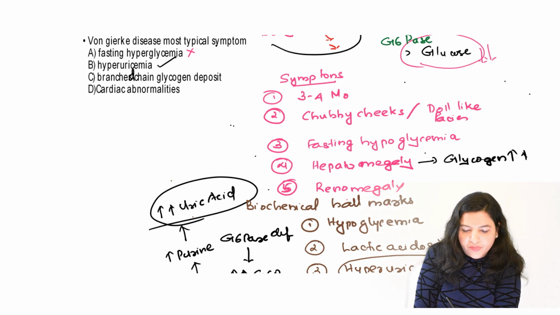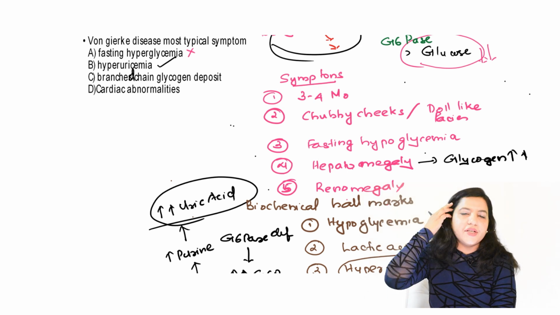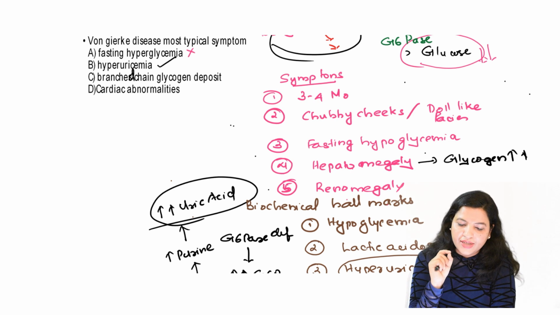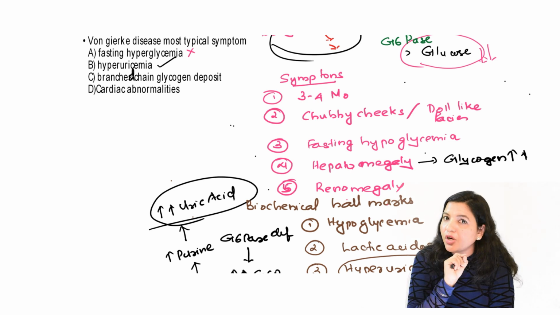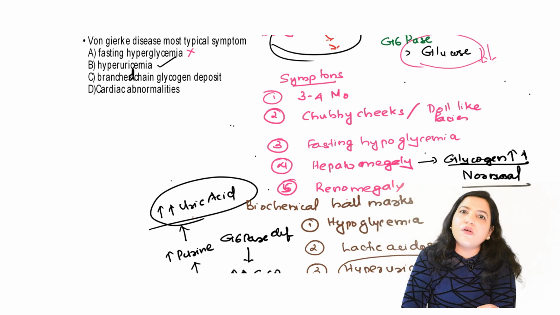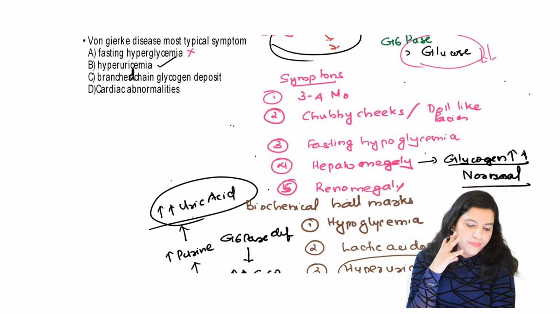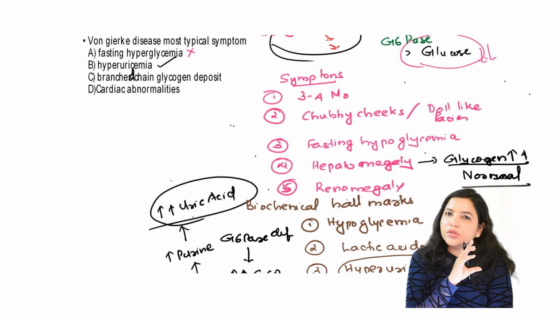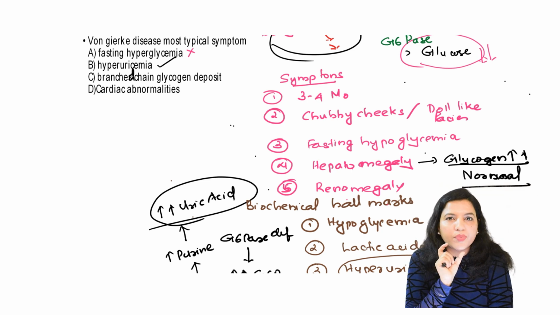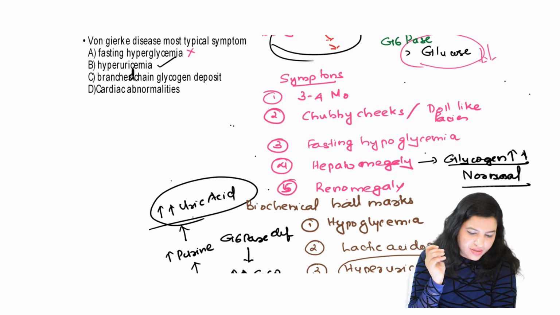Glycogen is accumulating. Why? Because glycogen is not getting degraded, so naturally glycogen will get accumulated. But that glycogen that is accumulating is not an abnormal glycogen, it is a normal glycogen only. So glycogen is accumulating, but that is normal glycogen. It is not a polysaccharide with more branches or a polysaccharide with less branches. No, it is not like that.